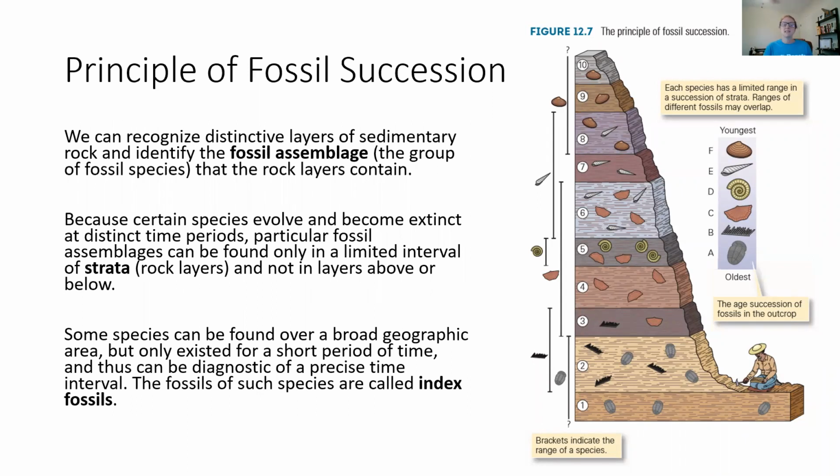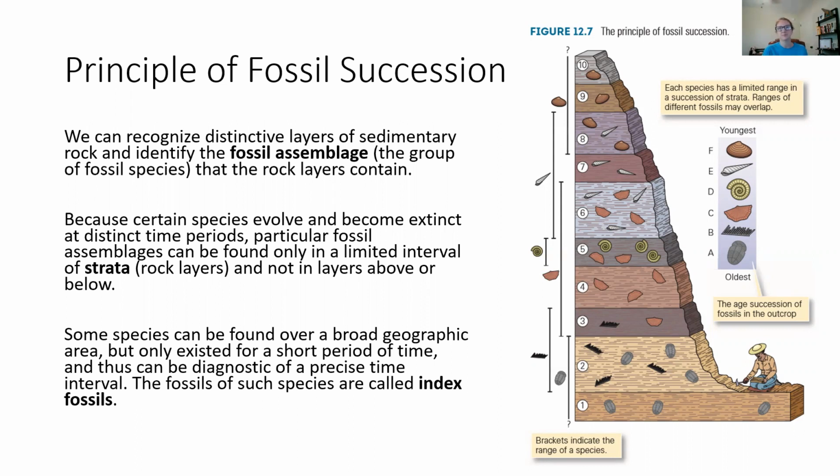So we recognize the different layers of sedimentary rocks and identify fossil assemblages that the rock layers contain. Fossil assemblages are just groups of different fossil species. And because certain species evolve and become extinct at distinct periods of time, particular fossil assemblages can be found only in limited intervals of rock layers, limited intervals of strata, and won't be found above or below, right?